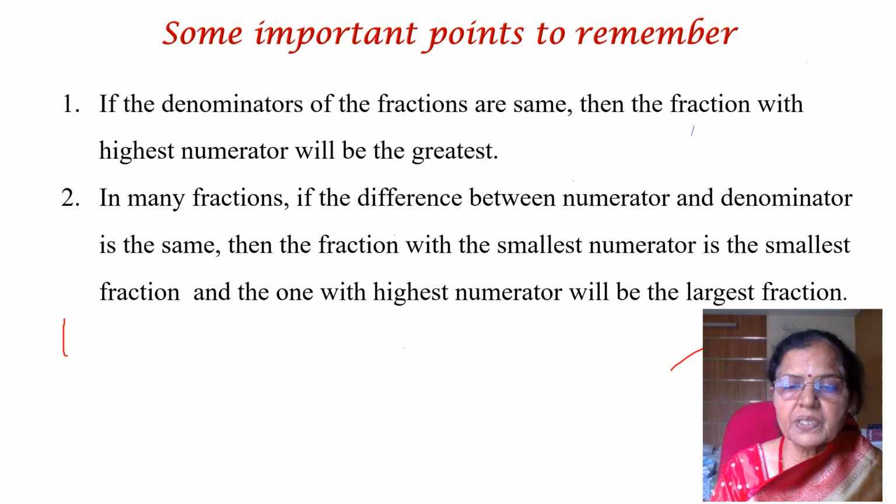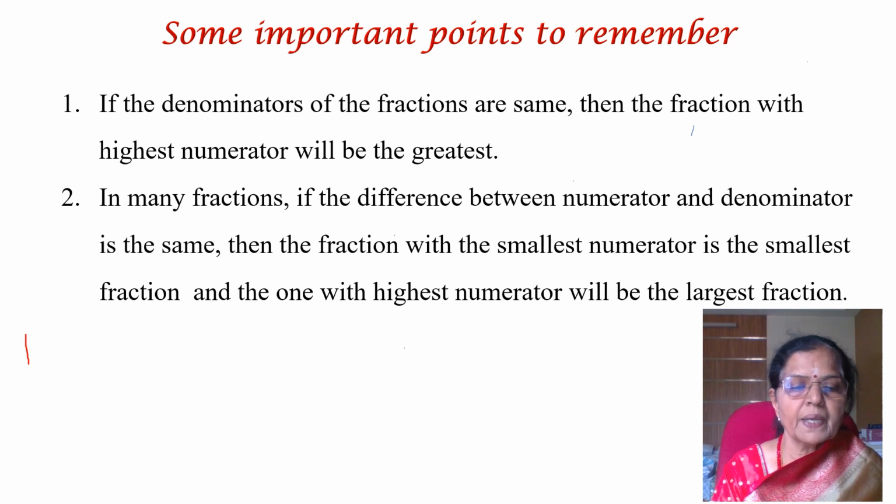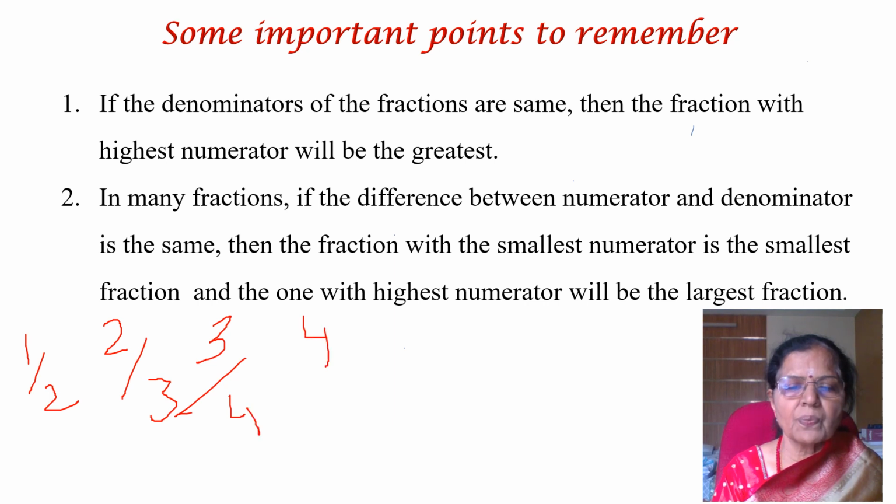And the second point is, in many fractions, if the difference between the numerator and the denominator is the same, then the fraction with the smallest numerator is the smallest fraction, and the one with the highest numerator will be the largest fraction. The first point you already know, but this one, look into it. For example, 1 by 2, then 2 by 3, another fraction, and 3 by 4, and then 4 by 5, then 5 by 6.